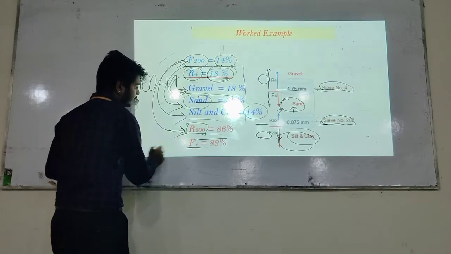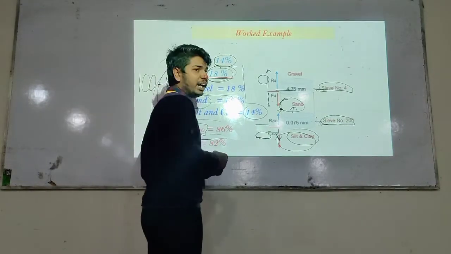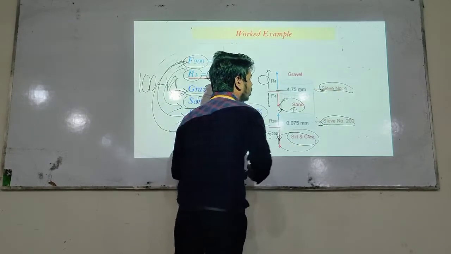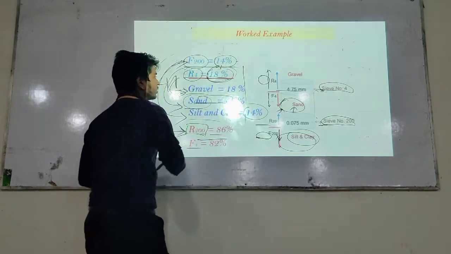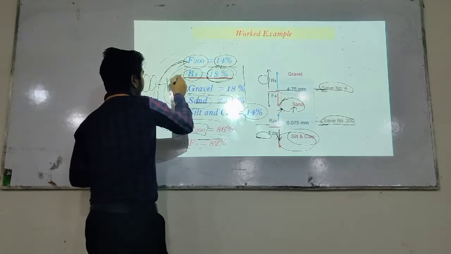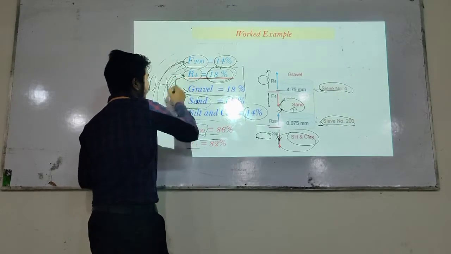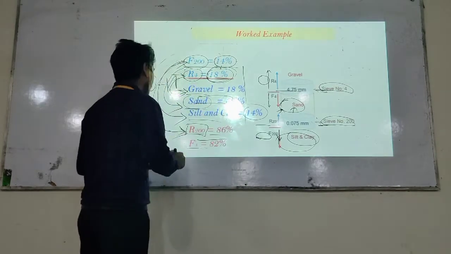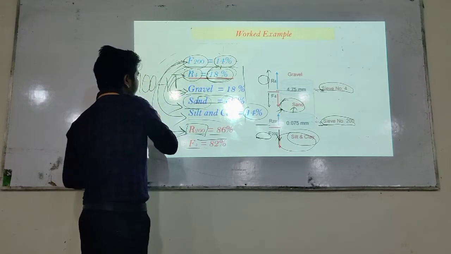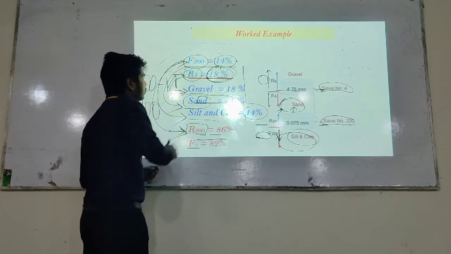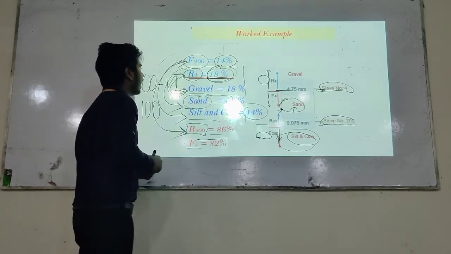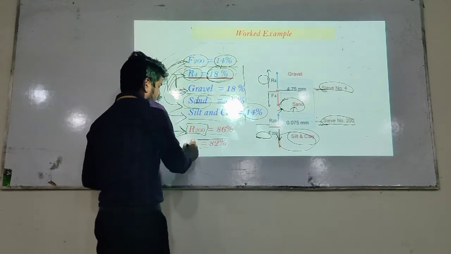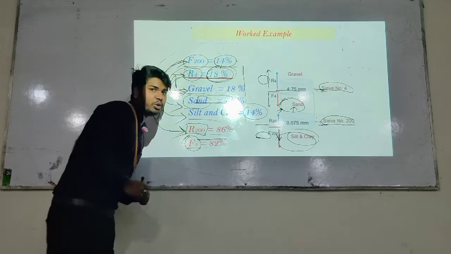And F4 means the aggregate that passes sieve number 4. R4 is the portion retained on sieve number 4. That means if we subtract R4 from the total aggregate, we can find F4. Thank you everyone.